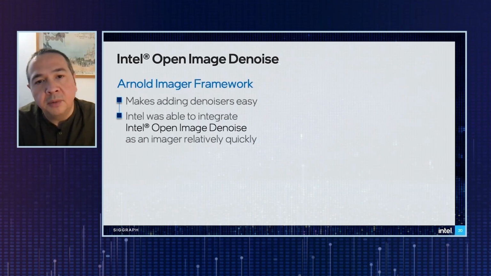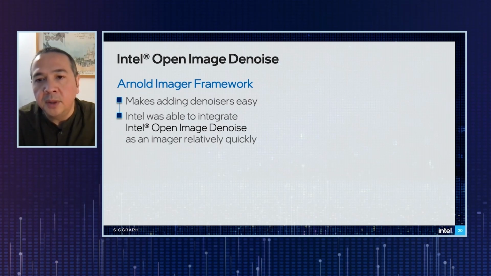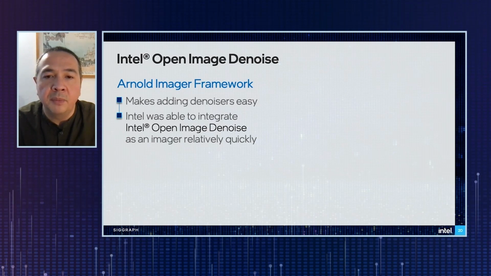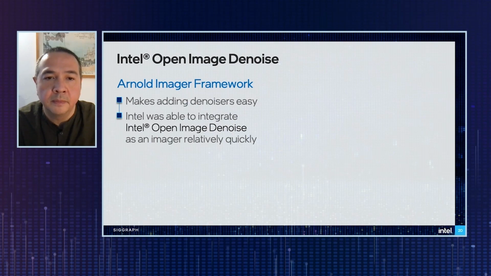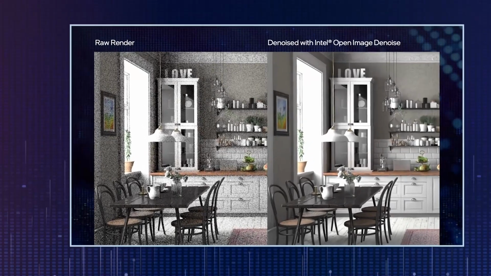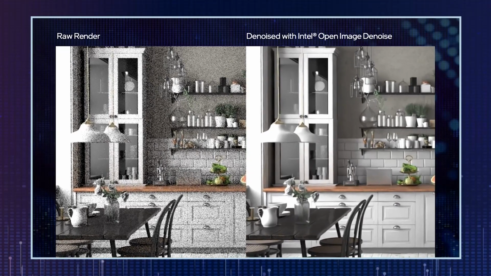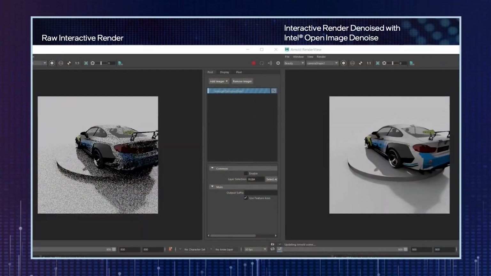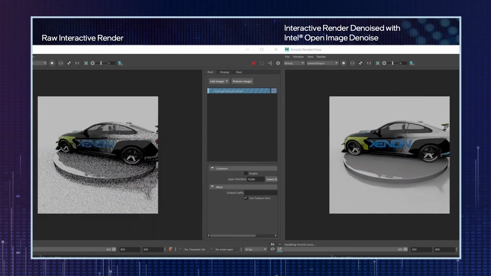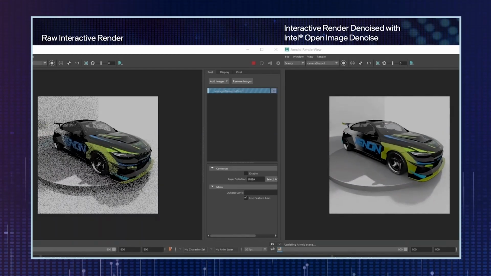In Arnold 6, we had recently introduced a new post-processing framework called Images. We use it for 2D post effects such as glow or color correction, and it's the perfect place to integrate OIDN. The implementation was very easy, and we were very happy with the results. The quality and speed of OIDN really helps with interior scenes. Because we can denoise so quickly, it can also be used in IPR. These are real-time recordings of interactive renders without and with OIDN denoising.